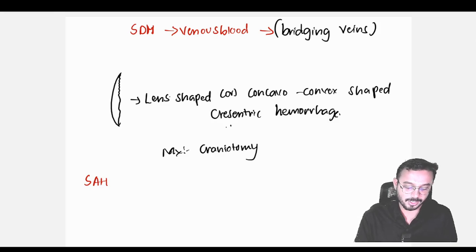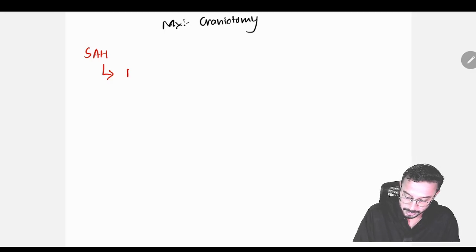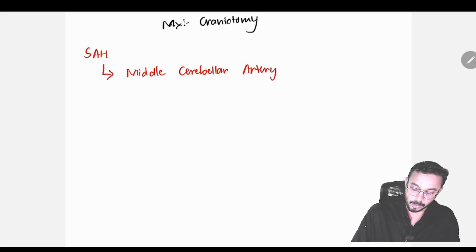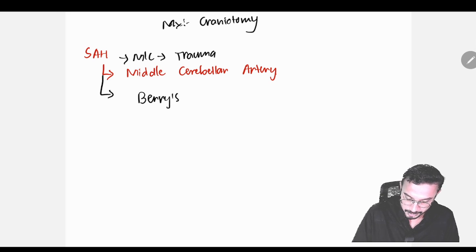And what do you mean by subarachnoid hemorrhage, which is going to rupture over here? Is this an arterial bleed or venous bleed? This is also an arterial bleed. Which artery? Middle cerebral artery. Okay, so here I taught you the most common cause of subarachnoid hemorrhage is trauma. And one more thing: what happened here is rupturing of a Berry aneurysm.